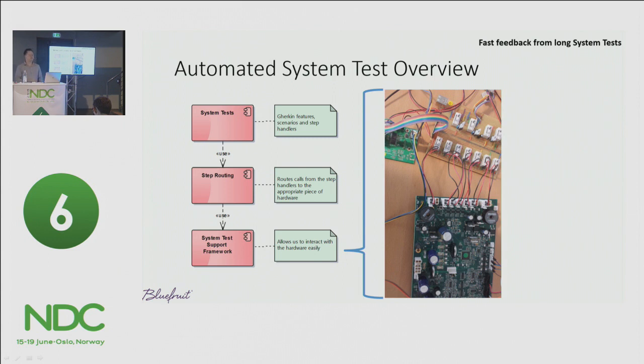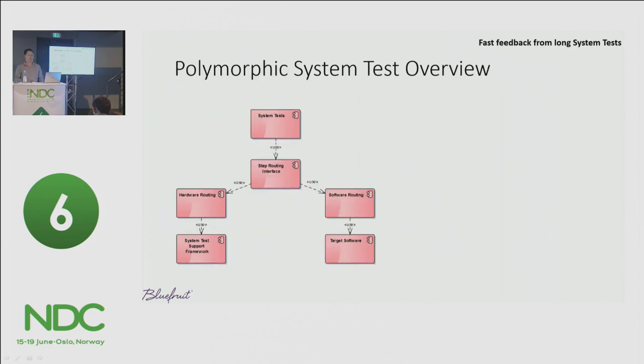And the system test support framework is the same thing we use for our hardware integration testing. So it's quite nice because we get lots of code we use from that. For our polymorphic system test, we wanted to keep the test scenarios and the step handlers the same. These define what our system should do. The section we wanted to switch was the code that routed the messages to the system test framework.